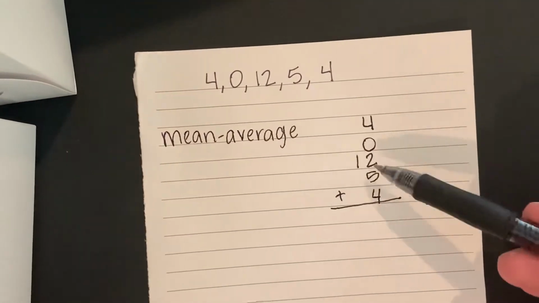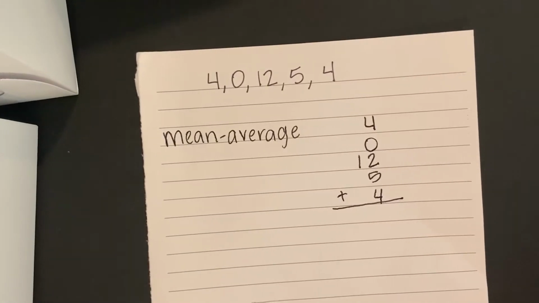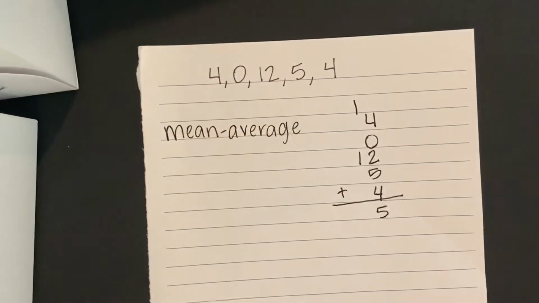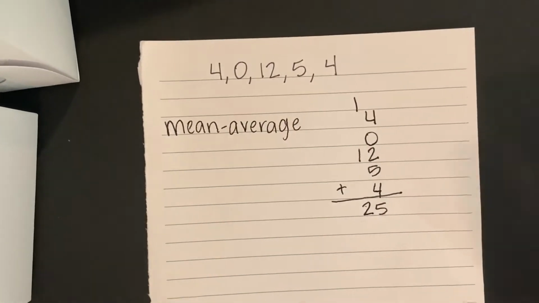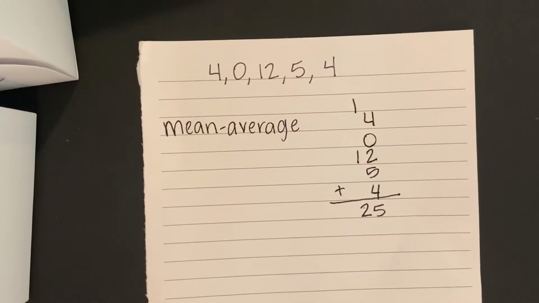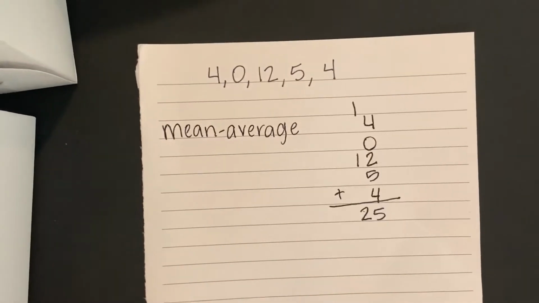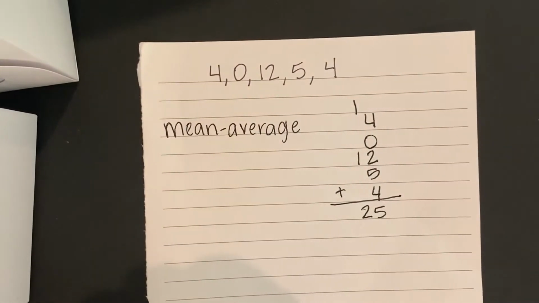Okay, and I know that 4 plus 2 is 6, plus 5 makes 11, and plus 4 makes 15. I'm going to carry my 1, and 1 and 1 is, of course, 2. Okay, so my total is 25. Now I've got to go back in because the second step of finding the average or finding the mean is going to be to divide by the total amount of numbers that we added up.